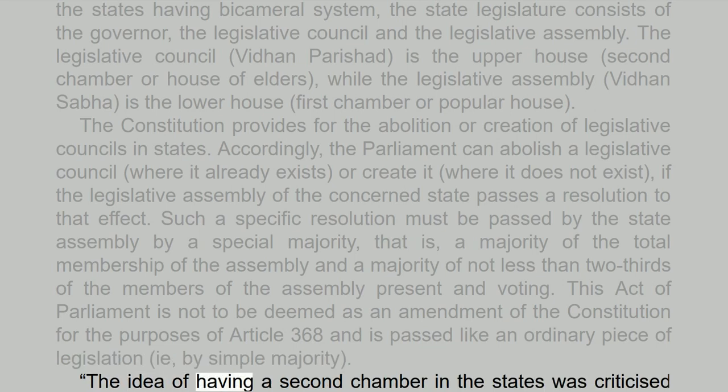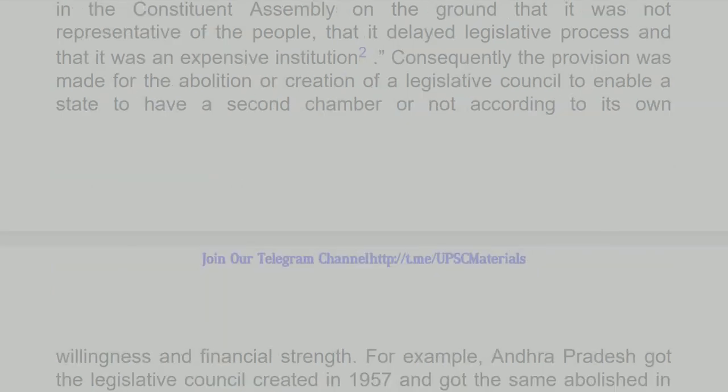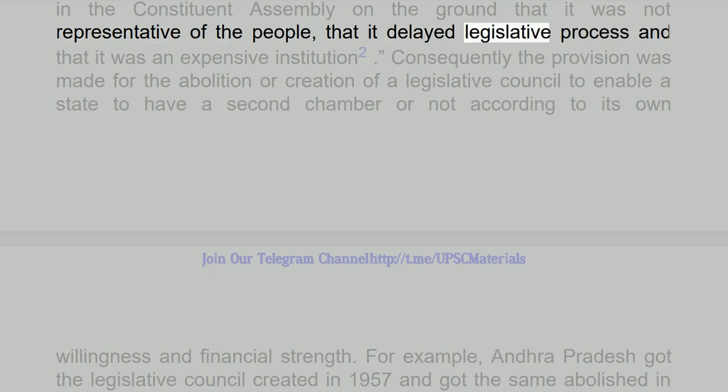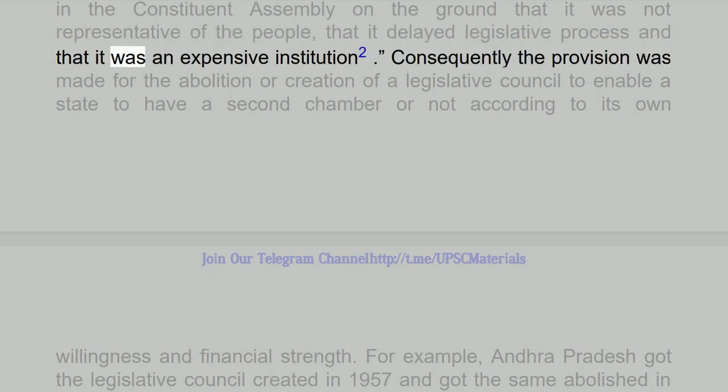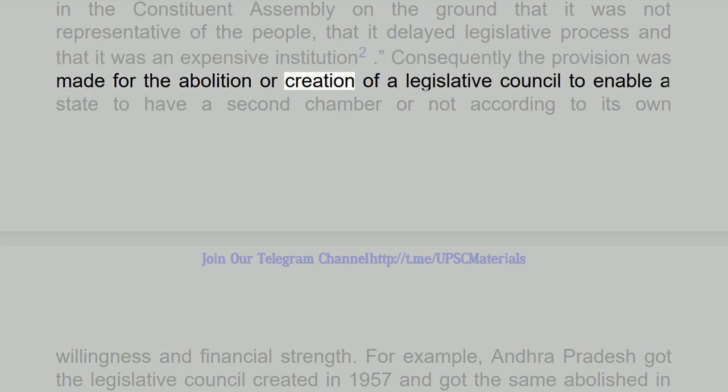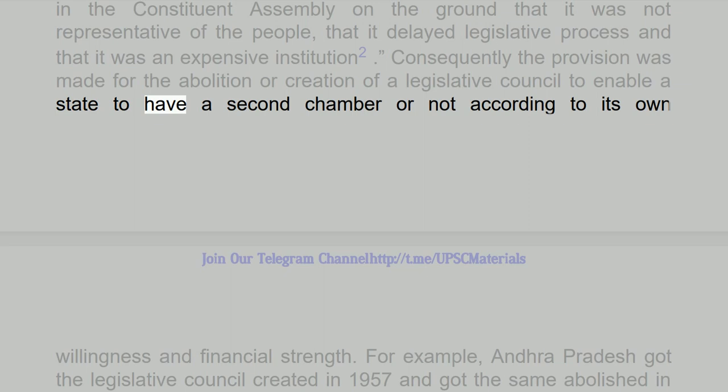The idea of having a second chamber in the states was criticized in the Constituent Assembly on the ground that it was not representative of the people, that it delayed the legislative process and that it was an expensive institution too. Consequently, the provision was made for the abolition or creation of a legislative council to enable a state to have a second chamber or not according to its own willingness and financial strength.